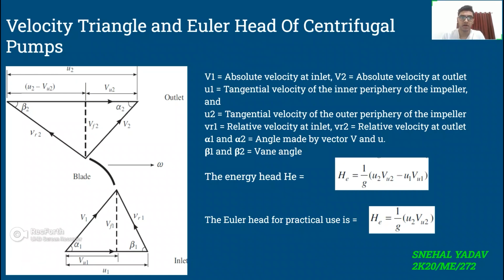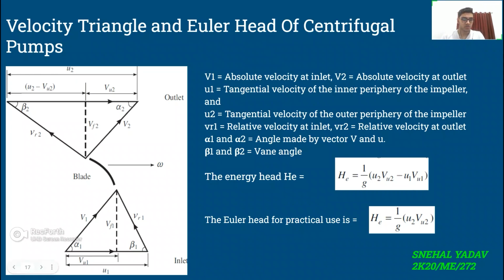the indications we have are v1 and v2, which are the absolute velocity at inlet and outlet, u1 and u2, which are the tangential velocity of the inner periphery and outer periphery respectively, vr1 and vr2, which are the relative velocity at inlet and outlet, alpha 1 and alpha 2, which are the angle made by the vector v and u, and beta 1 and beta 2, which are the vane angles.